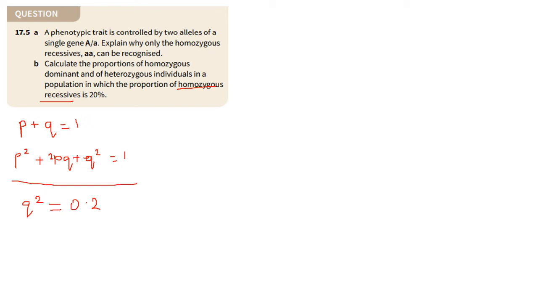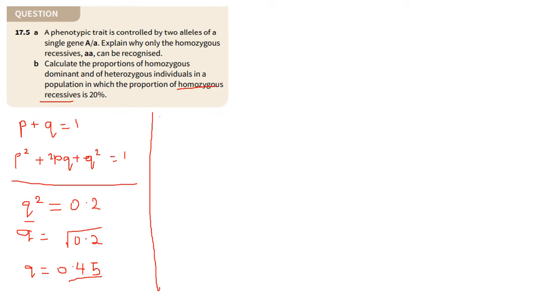If this is the case, then q itself would be equal to the square root of 0.2. I have a calculator here that I'm going to use just so that we don't get anything wrong. So q is the square root of 0.2, which means q is equal to 0.45. So we've calculated the frequency of q as one recessive allele. The homozygous recessive is q squared, which means there are two of it there. Now let's go on with our equation.